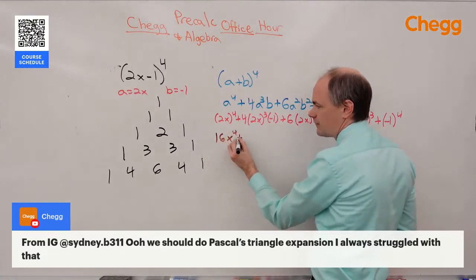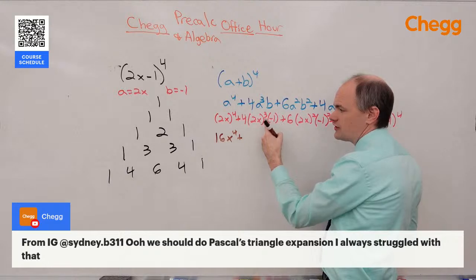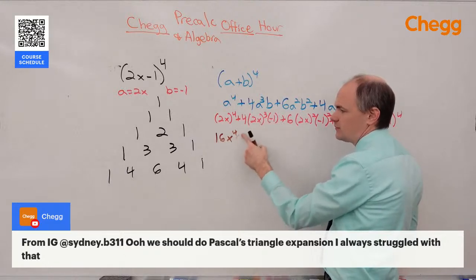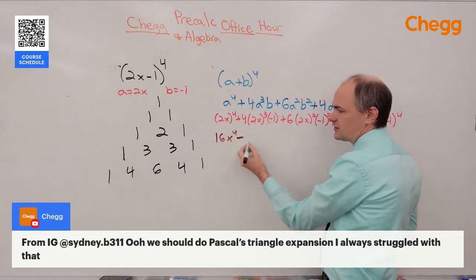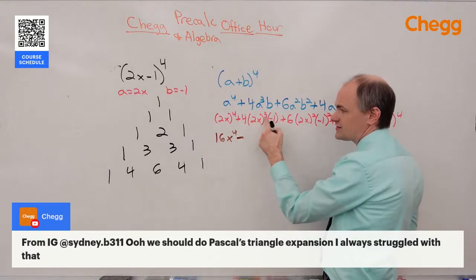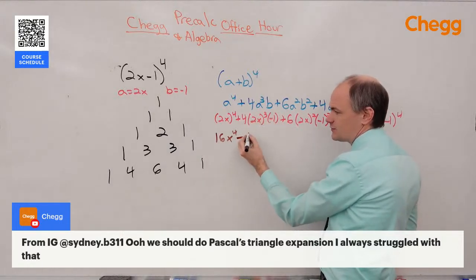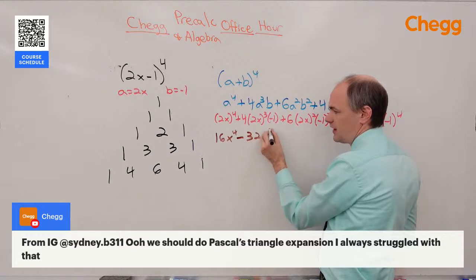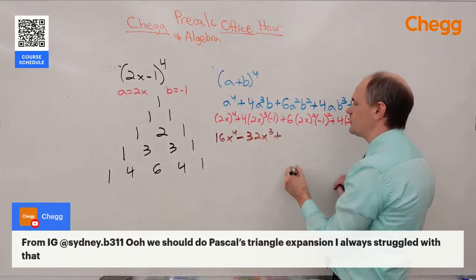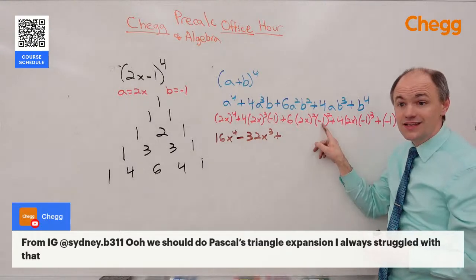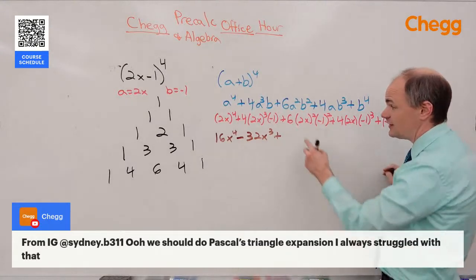x to the 4th plus 2 to the 3rd. Oops, not plus, because we're going to have a positive times a negative. It's going to make it a negative. 2 to the 3rd is 8. 8 times 1 times 4 is 32 x cubed. Plus, this one is positive because -1 squared is a positive 1.